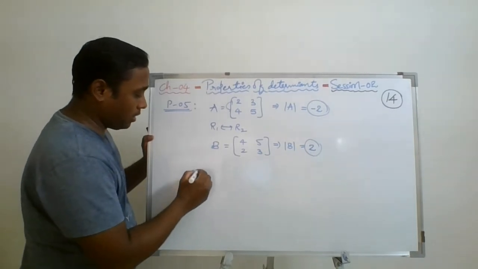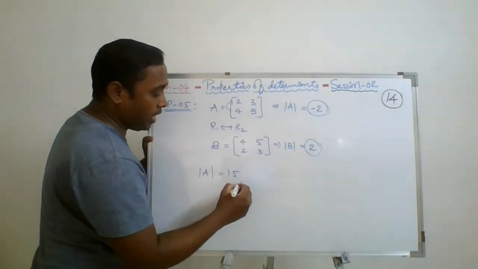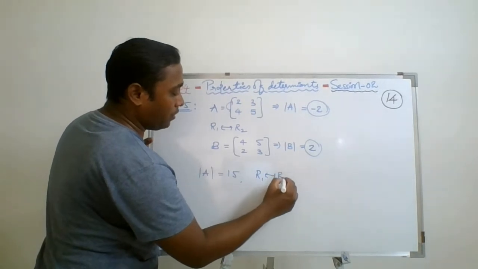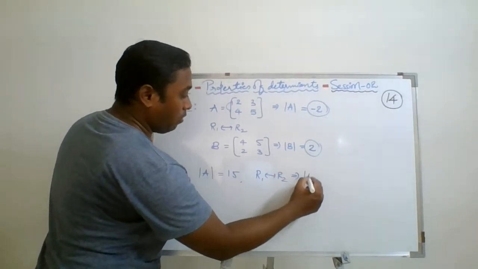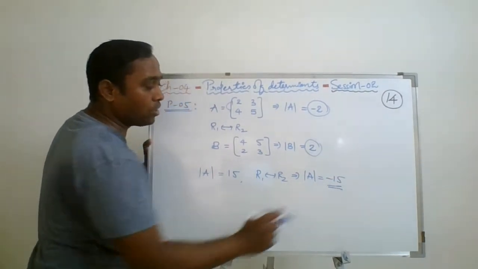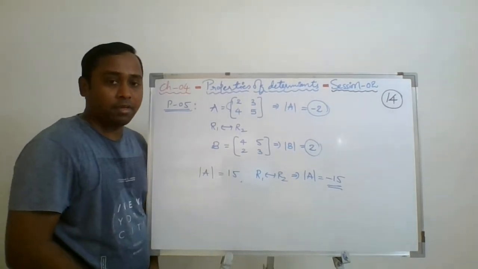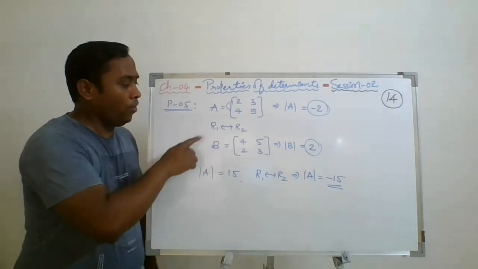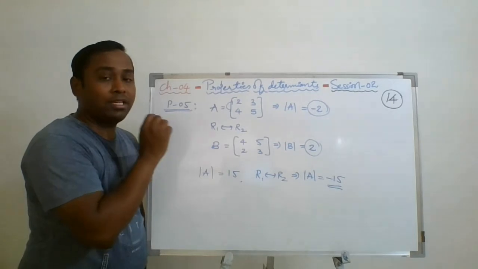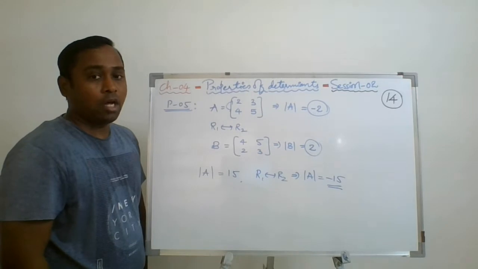Similarly, if I say that the determinant of a matrix A is 15, after interchanging row 1 with row 2, what is the value of the determinant? Then it would be minus 15. Simply by using the property you can say, no need to even calculate. So this is property number 5. What does it say? If you interchange any row or any column, then the determinant value differs by its sign only. Okay, so this is property number 5. Now property number 6.